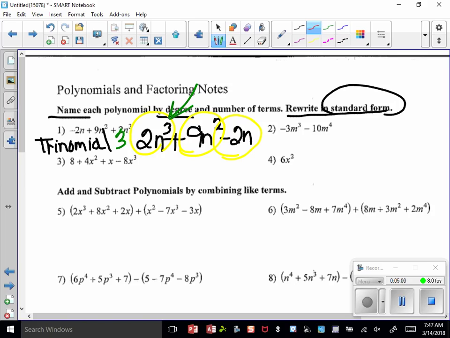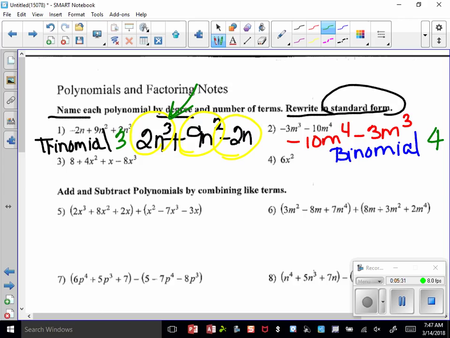So we're going to put this in standard form. So put the higher exponent first. Okay. We're going to name it as a binomial because there are two terms. And the degree is 4.